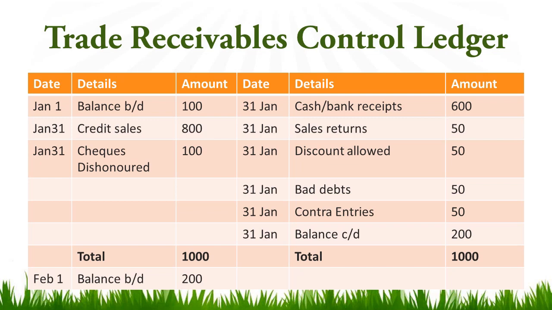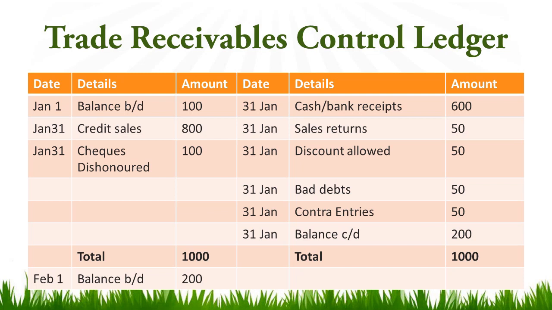But in order to take complete control of them, you are going to have a summarized version of them in the form of a trade receivables control ledger. Since they are current assets, they are debit in nature. So the balance is going to be brought down on the debit side of the control ledger. As you know, any ledger is a T account which has two sides: a debit side, which is the left side, and the credit side, which is the right side.